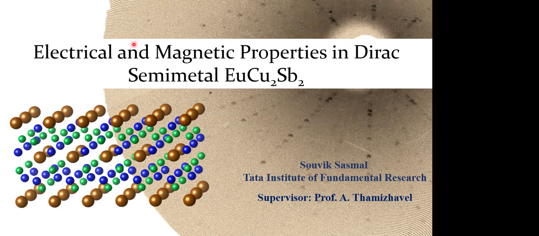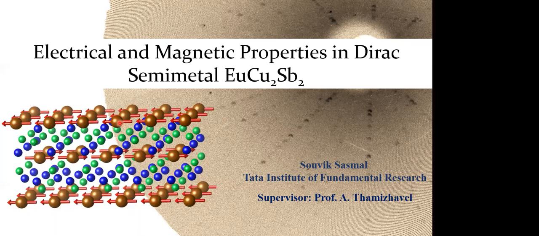So you can see this is the crystal structure, and this dark brown color is basically the europium atom, and these europium moments are aligned antiferromagnetically in the AB plane. This crystal structure has unique properties due to this europium moment present in the crystal structure. I will come to the brief properties and observed electrical transport measurements.